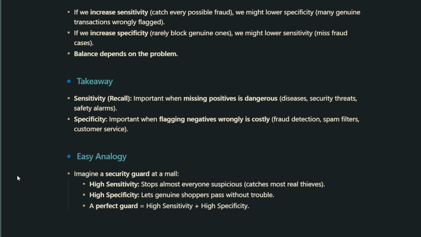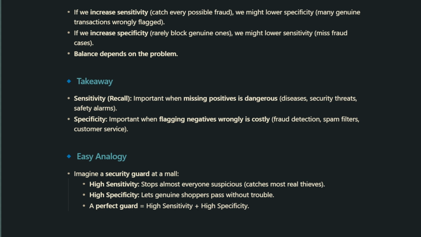And to make it even easier, think of a security guard at a mall. A guard with high sensitivity stops almost anyone suspicious, so most real thieves get caught. A guard with high specificity lets genuine shoppers pass without trouble. The best guard, of course, would have both high sensitivity and high specificity. That's the balance we are always trying to achieve when building models.